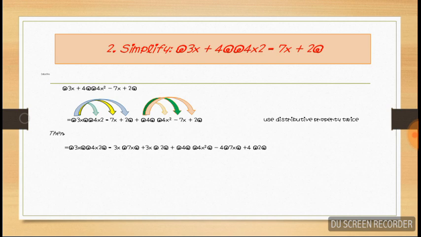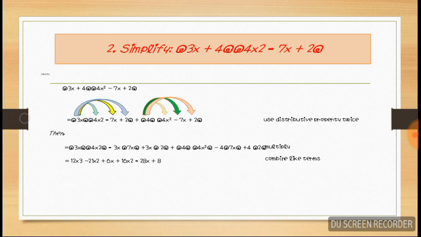So after we write, let's multiply. 3x times 4x squared is 12x cubed. Negative 3x times 7x is negative 21x squared. 3x times 2 is 6x. 4 times 4x squared is 16x squared. Negative 4 times 7x is negative 28x. And 4 times 2 is 8.